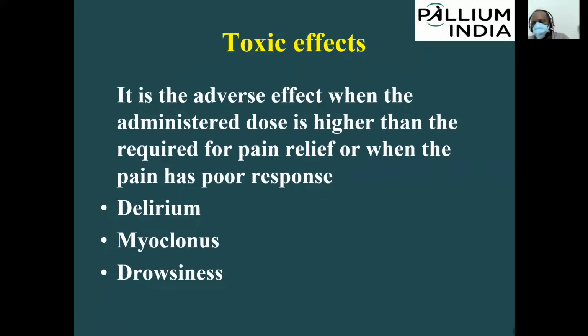Now we were talking about side effects. Now we will move on to toxic effects. What are toxic effects? Toxic effects means when you administer higher than the required dose, it will cause some adverse effects which are known as toxic effects. So these are the signs and symptoms of toxic effects. The patient can have delirium. Delirium means irrelevant talk. Myoclonus, frequent myoclonic jerks. And the patient will be having undue drowsiness. You will not be able to wake up the patient. That is the type of drowsiness which will occur with toxic effects. And the patient can have pinpoint pupil.